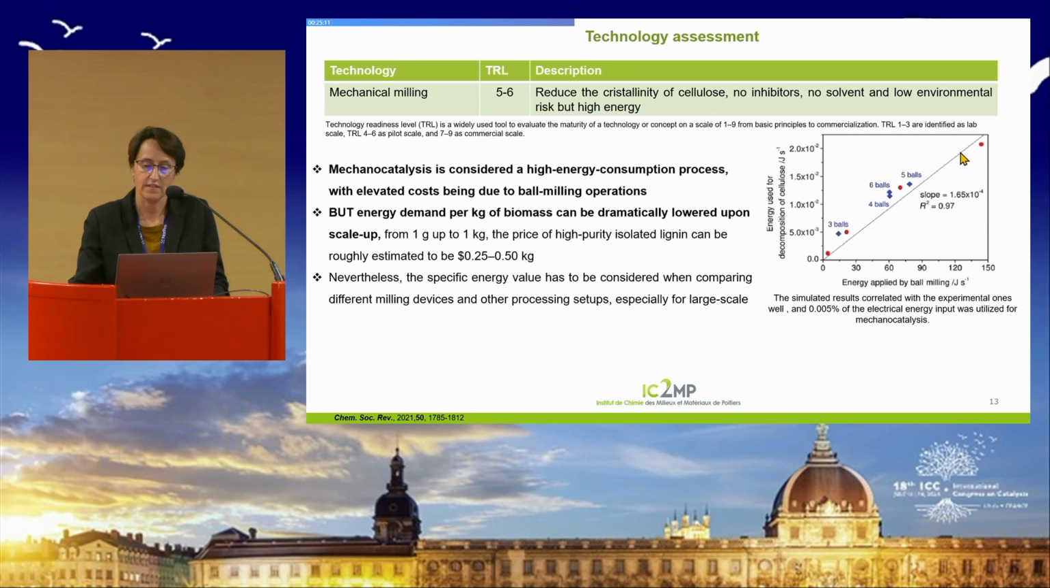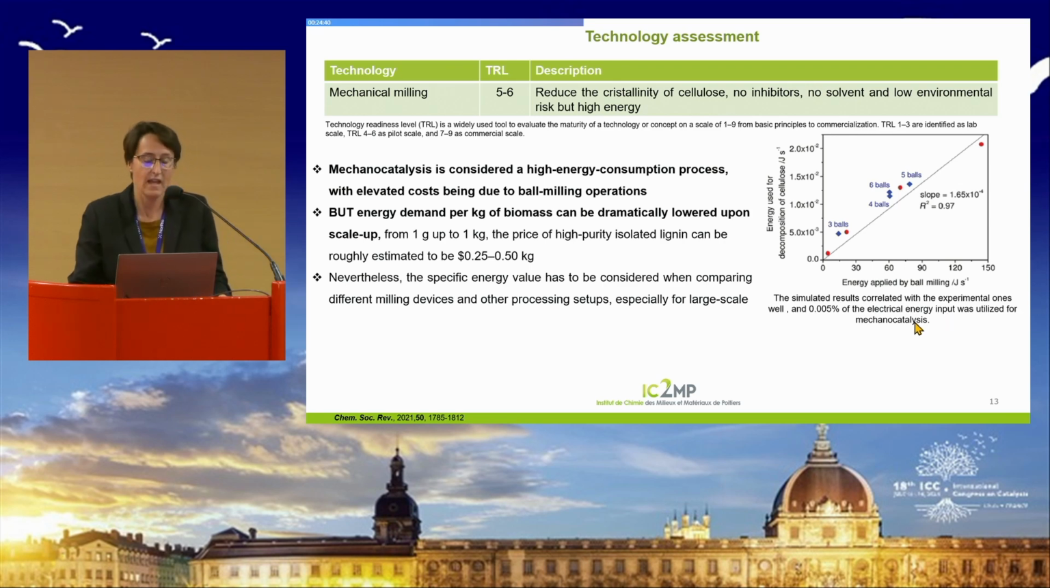So in red, this is 7 balls with 400 RPM, and in blue, this is with 600 RPM. This is the rotation speed of the balls. And with different balls. Sorry for French person, between ball and balls, it's not so easy, so I hope you understand what I'm speaking about. And here you have the simulated results that correlated with the experimental one, and we can see that only 0.005% of the electrical energy input was utilized for the mechanocatalysis.